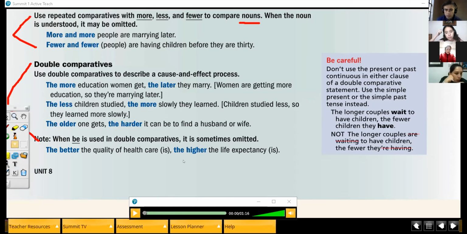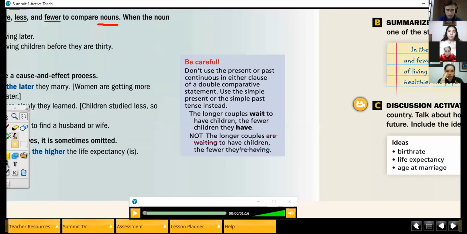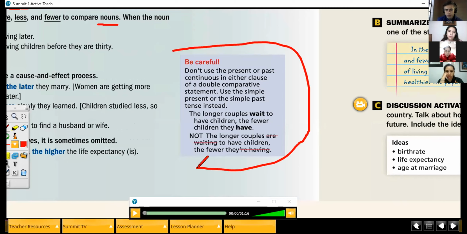Let's read the Be Careful box. Be careful. Don't use the present or past continuous in either case of a double comparative statement. Use the simple present or the simple past tense instead. The longer couples wait to have children, the fewer children they have. Not: the longer couples are waiting to have children, the fewer they are having. Okay, thank you.